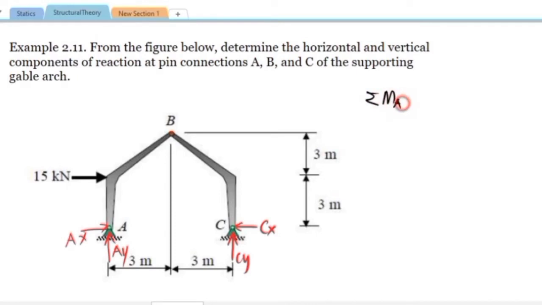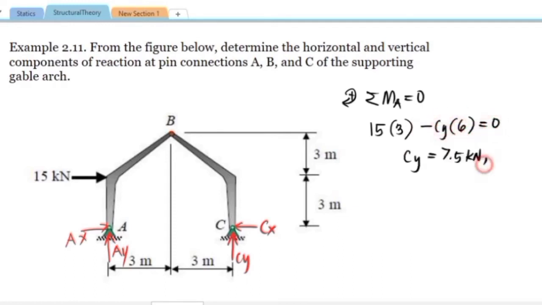Summation of moment at point A is equal to 0, taking the clockwise direction as positive. So we would have 15 kilonewton. That would create a clockwise rotation, and the perpendicular distance is 3 meters. And si CX ay tatama sa point A, so meaning hindi siya mag-create ng moment. Si CY will create a negative moment because it will rotate counterclockwise, so that's negative CY multiplied by the perpendicular distance 6 meters, that is equal to 0. So CY is equal to 7.5 kilonewton. So since positive yung lumabas na sagot, meaning tama yung assumption natin that CY is directed upward.